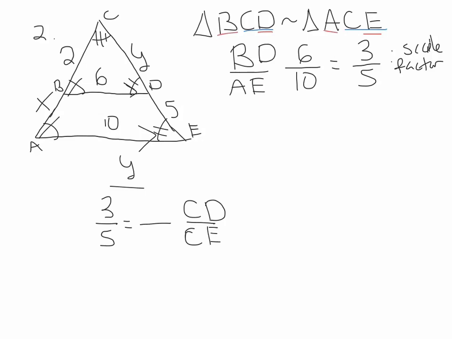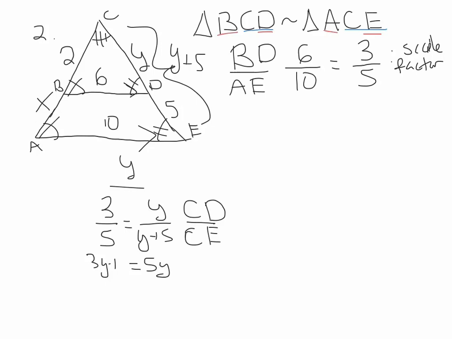CD to CE. So CD is y, CE, this entire segment. We have y and we have 5, so this is going to be y plus 5. Okay. So then cross multiplying this, I get 5y. And then I'm going to distribute, multiply 3 times y and 3 times 5, so I'll get 3y plus 15. Then subtract 3y from both sides, so I'll get 15 equals 2y, and y equals 7.5. Okay.